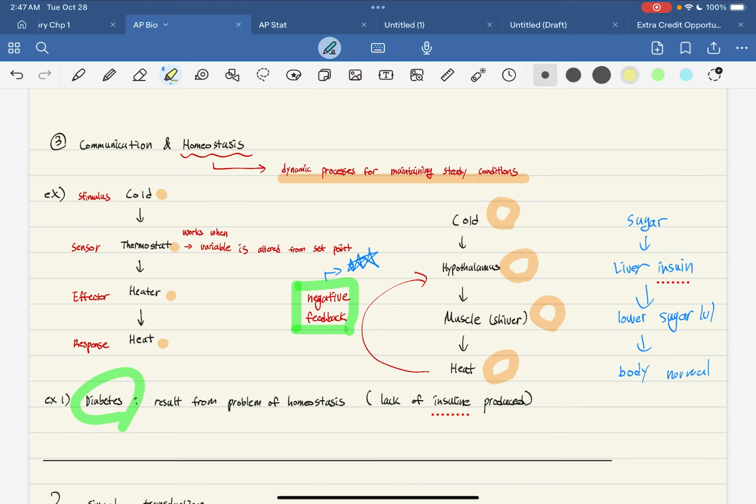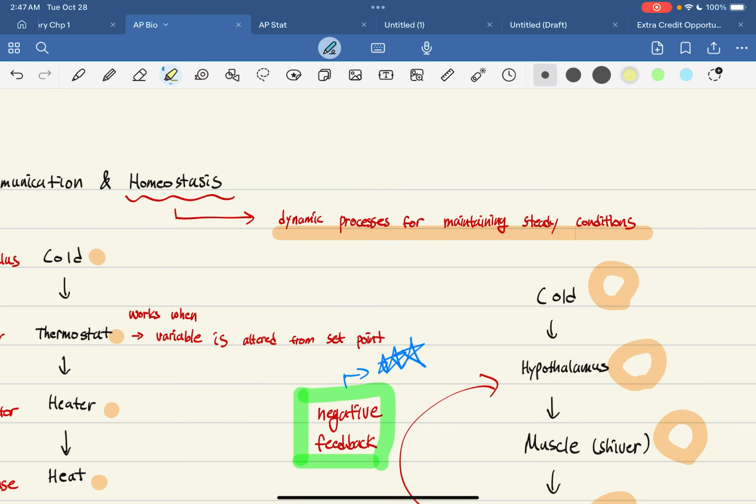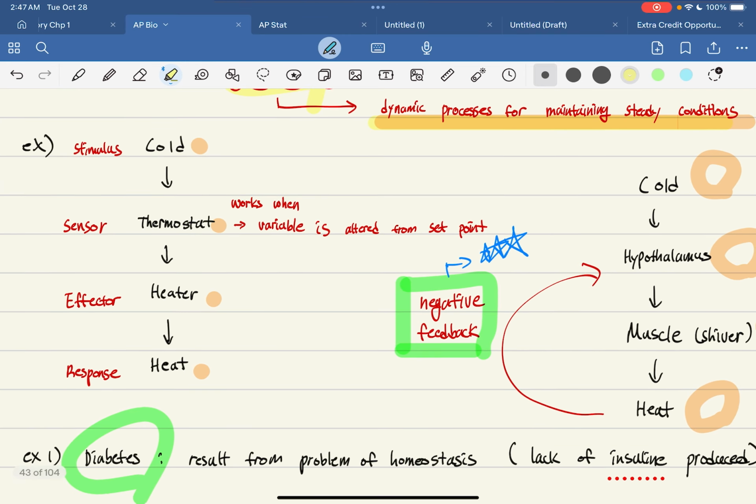Now let's move on to communication and homeostasis. Communication and homeostasis work in a way similar to cell signaling. Homeostasis is a dynamic process for maintaining steady conditions. It basically means that our body tends to not change. It tries to stay in a stable temperature range and a stable body condition, and what keeps it stable like that is called homeostasis.